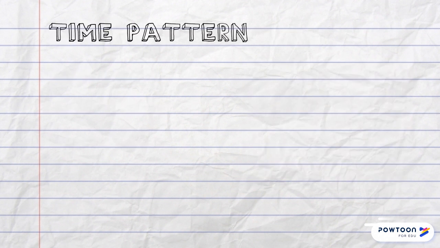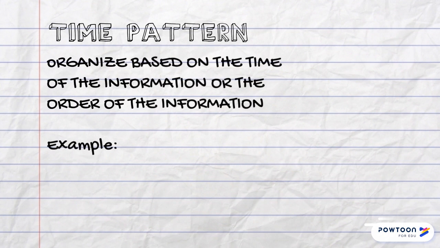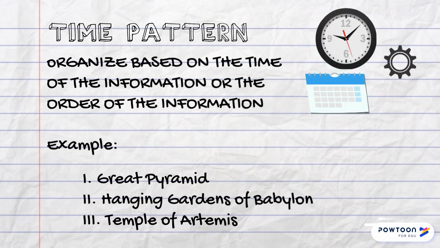The time pattern, also called chronological, is organizing the main points based on the order of the information. So if I were using the 7 ancient wonders of the world and I wanted to talk about them in the order of how old they are, I would start with the first main point as the Great Pyramid. My second main point would be the Hanging Gardens of Babylon. And my third main point would be the Temple of Artemis. Now, you have more than 3 main points. This is just an illustration of how they would be ordered.